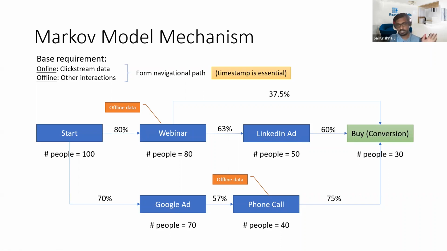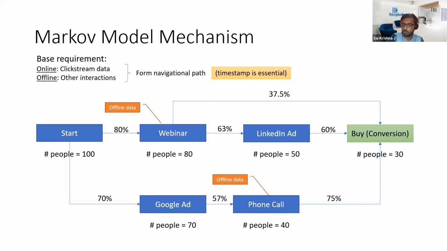Any questions here until now? Yeah, Sai. So we are assuming that some people have gone to the webinar and also the Google ad. So if they make a purchase, where are we classifying them, whether they went through the webinar or Google ads? Yeah, I'll come to that in the subsequent slides. In fact, that is what the entire attribution process is all about. So that involves a few additional steps. I will explain. Okay. Any other questions?